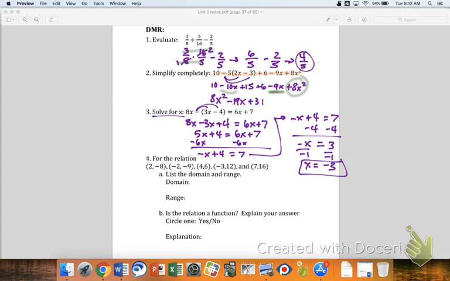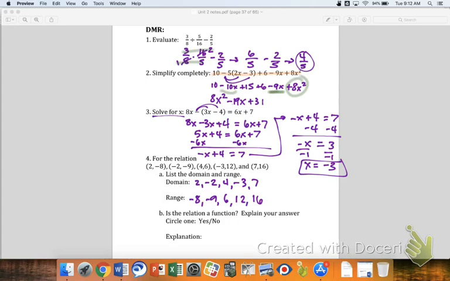Okay. Finally then, number 4, listing the domain. I've got 2, negative 2, 4, negative 3, and 7. And I've got a range of negative 8, negative 9, 6, 12, 16. No repeats today, right? Yesterday there were a few repeats in there.